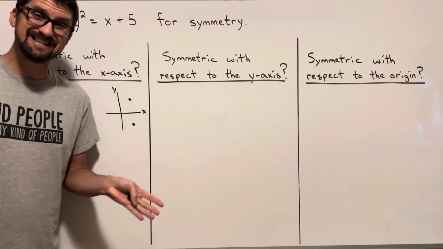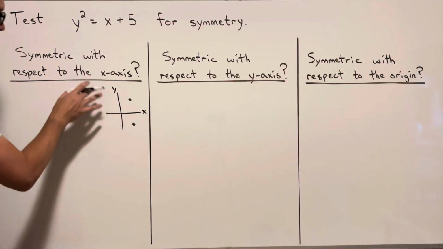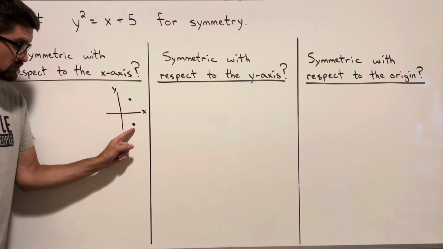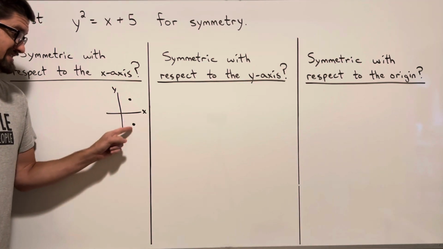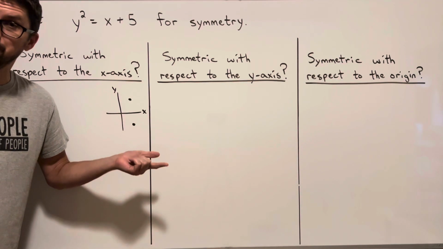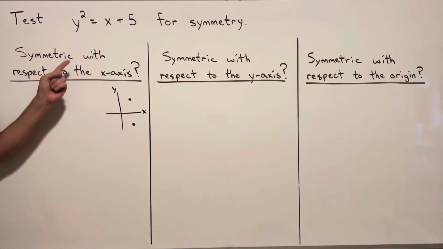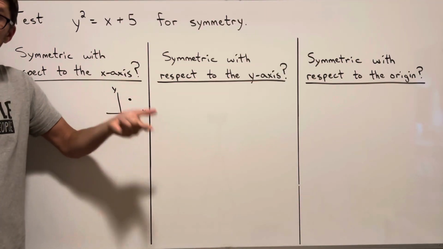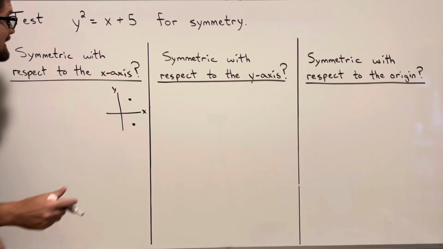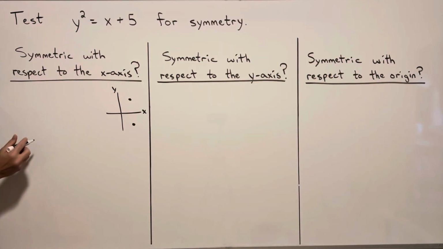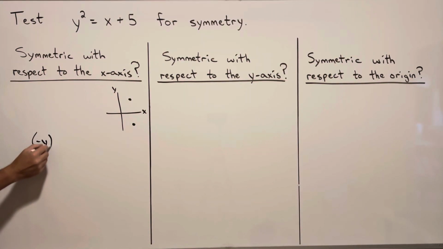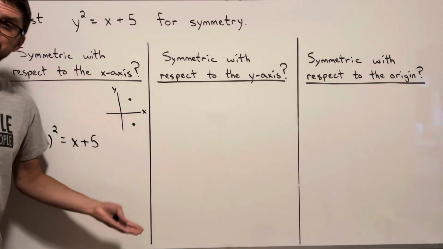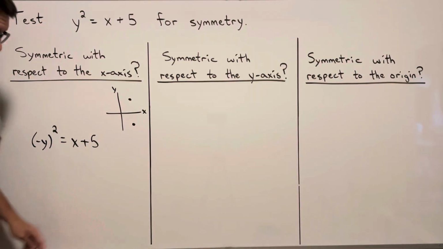So the way we test an equation to see if it's symmetric to the x-axis, we're going to plug in negative y, which would be this point, and see if we get the same x value as if we plugged in positive y. So we're going to replace y with negative y and just see if the equation is the same. So I'm going to replace this y with negative y. And then I can simplify and see if the same equation comes out.